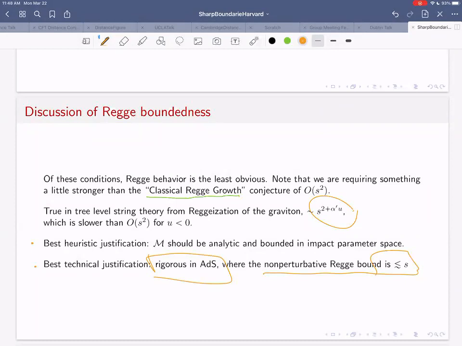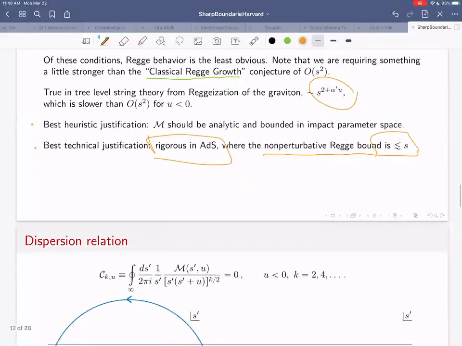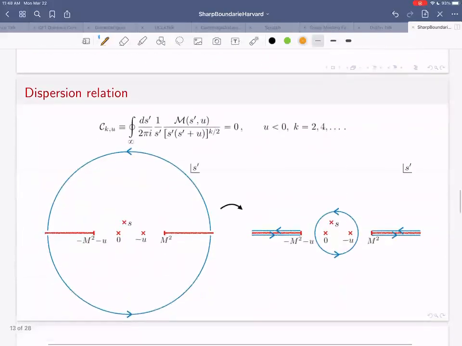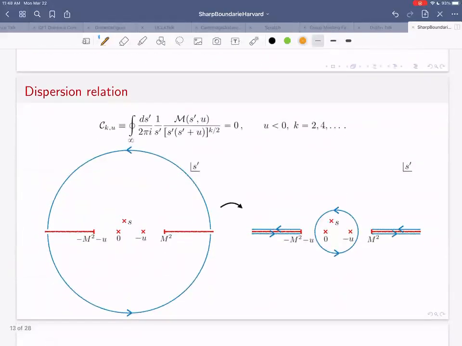Again, I could try to sell you this a little bit harder, but the truth is this is a postulate. So our analysis will work for quantum gravity theories that have this behavior. I certainly think string theory is one of them. Okay, so let me explain the key idea next.